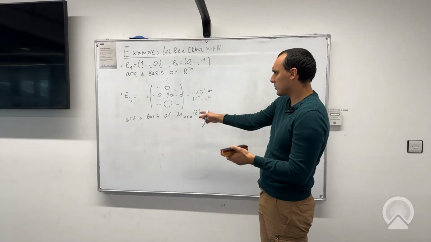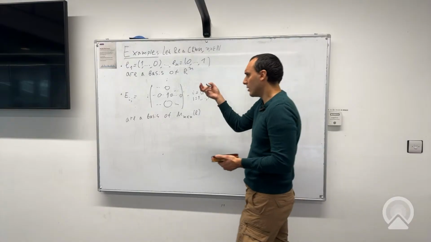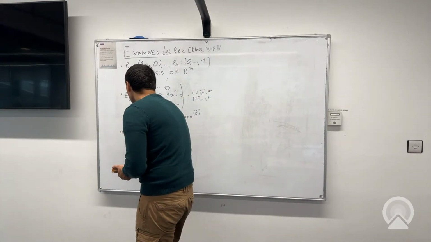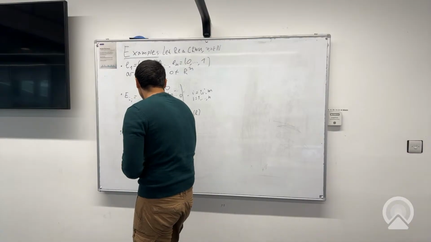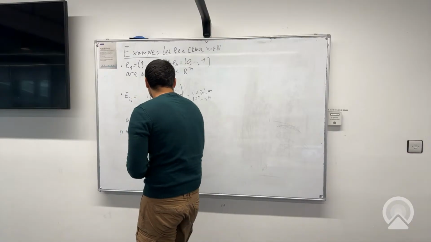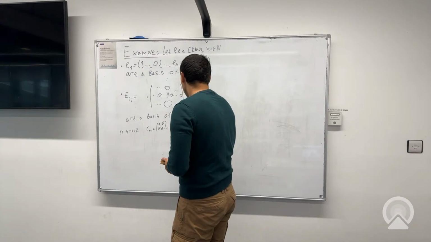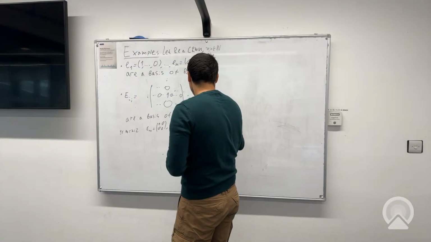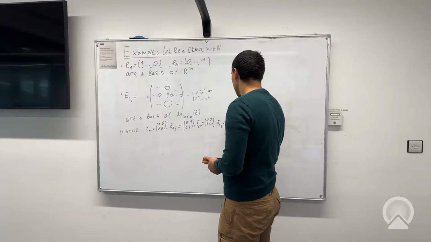Let me be more specific with smaller dimensions. For example, if m equals n equals 2, we have E11 is this matrix, E12 is this matrix, E21 is this matrix, and E22 is this matrix.